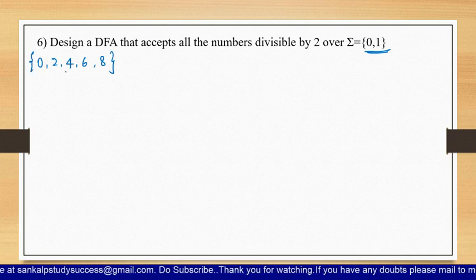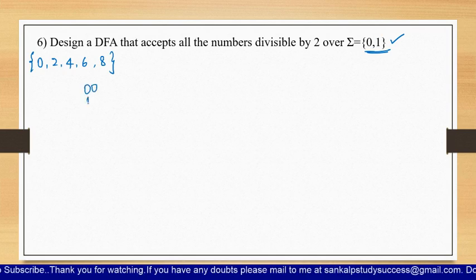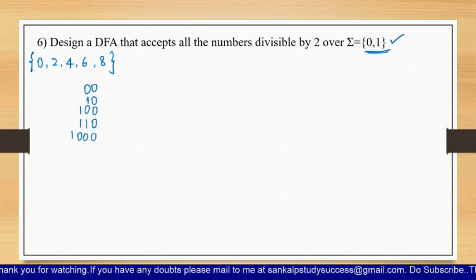That means you have to take all the numbers which are divisible by 2 in the binary format, because our input alphabet is 0 and 1. So we can represent only in the binary format. So now let us convert these numbers into binary format, where 0 is 0, 2 is nothing but 10, 4 is nothing but 100, 6 is 110, 8 is 1000, and so on. Like this, you have to convert all the numbers into binary format.